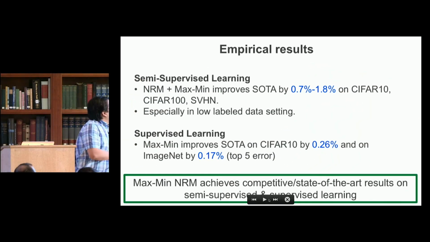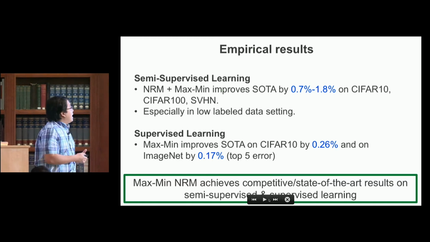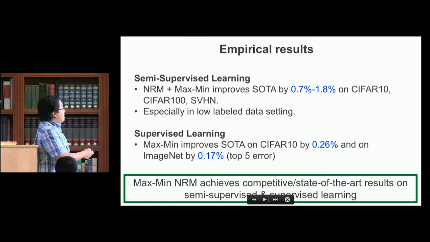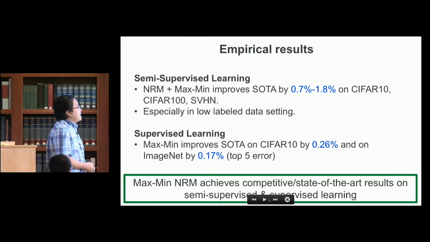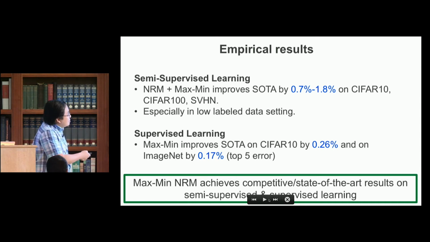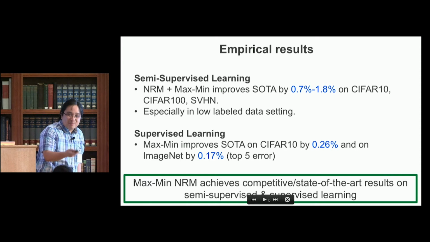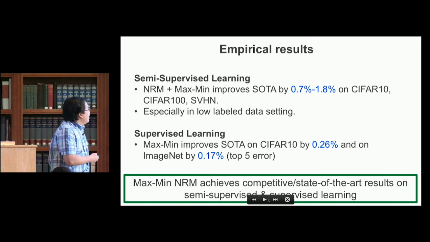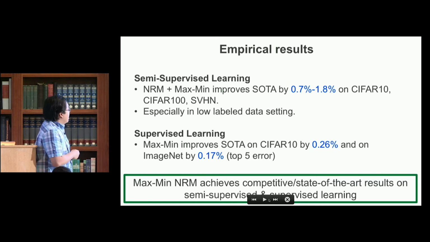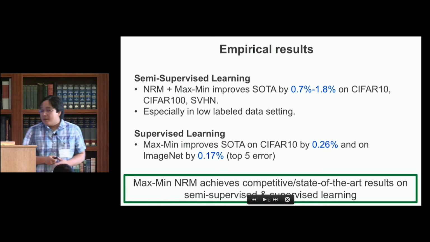Okay, and we try to showcase our model for the semi-supervised learning task. We observed that when we concatenate DeepNet with our neural rendering model and the max-min architecture, we actually improve the state of the art in semi-supervised learning on CIFAR-10, CIFAR-100, and SVHN by a significant amount. I mean, 0.7 and 1.8% here seem small, but in semi-supervised learning and on top of the state of the art, it's quite challenging to achieve. Also, our method, the max-min network, also helps improve the state of the art on CIFAR-10 and ImageNet for supervised learning.